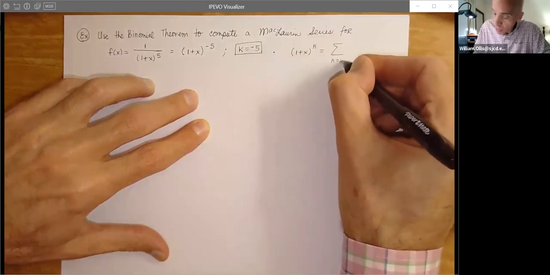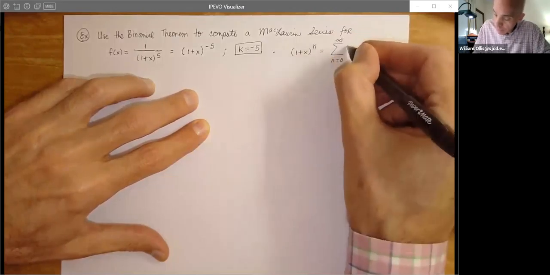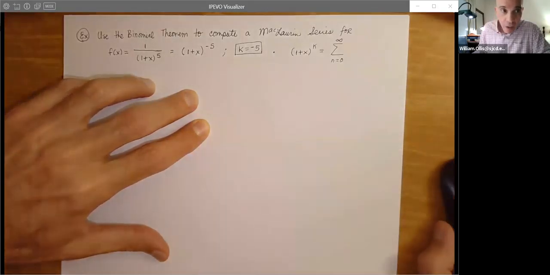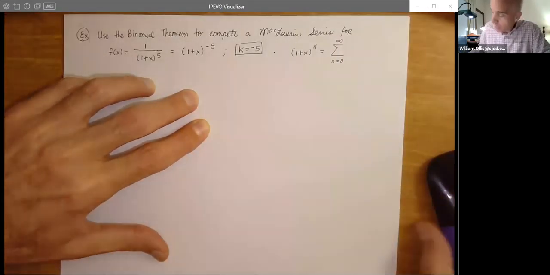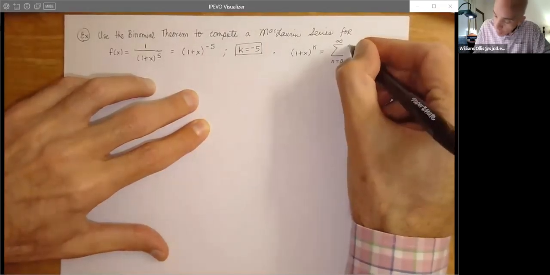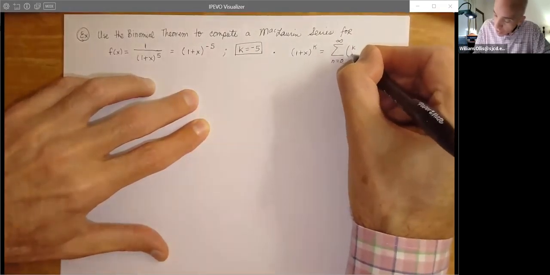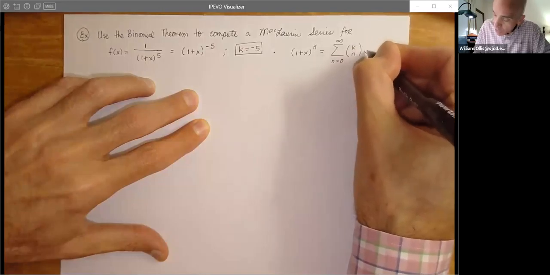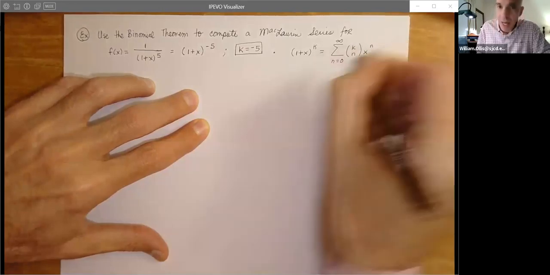We proved this last time, that 1 plus x to the k power, where k can be any real number, is equivalent to this infinite series, this power series, n equals 0 to infinity.